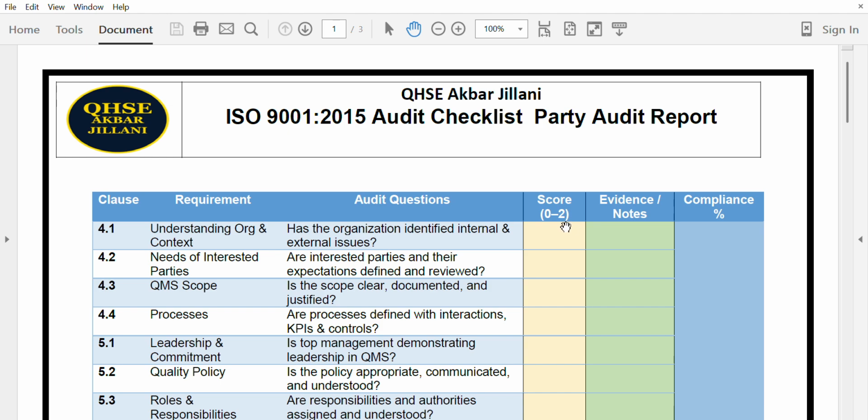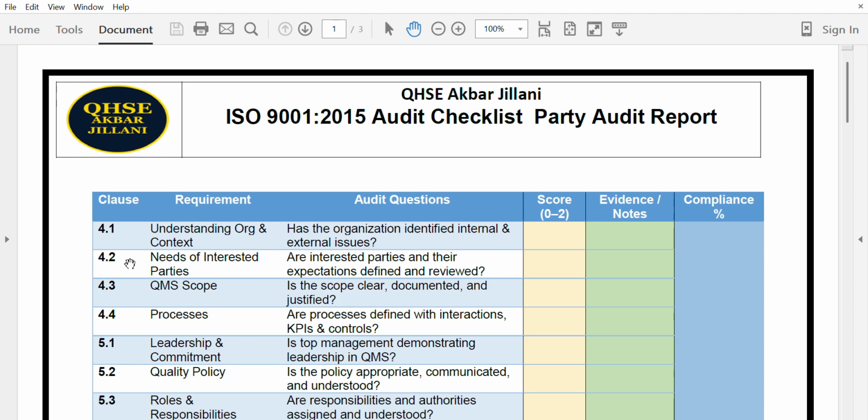The scoring is from 0 to 2. Full compliance is 2, partial is 1, and no compliance is 0. In the evidence notes, you will give the reference and then the compliance over here: they comply or not comply.